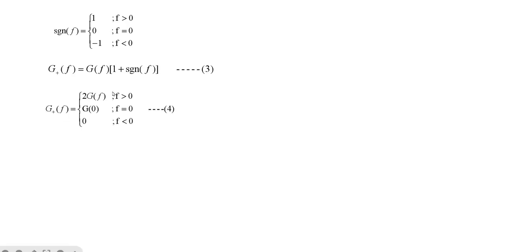g plus of f is equal to 2g of f. Now how do we get this 2g of f? Here the signum function is 1 for f greater than 0. So for f greater than 0, we'll substitute the signum function as 1. So 1 plus 1 will be 2, 2 into g of f. Then for f is equal to 0, the signum function is 0. So again substitute f is equal to 0 in place of the signum function. 1 plus 0 is 1. 1 into g of f will be g of f.